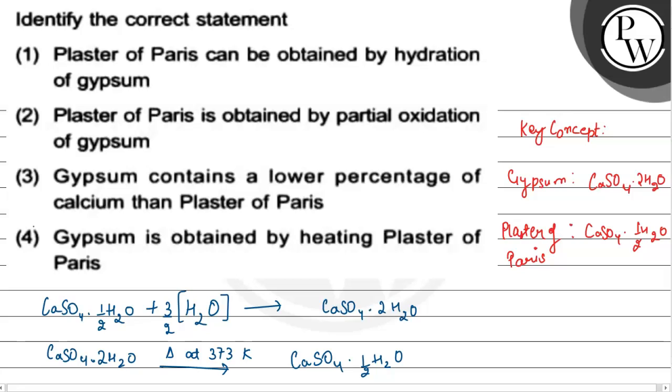Plaster of Paris can be obtained by hydration of gypsum, this is absolutely wrong because it is formed by heating of gypsum. Next is plaster of Paris is obtained by partial oxidation. Again wrong because we know it is by heating. Third is gypsum contains a lower percentage of calcium than plaster of Paris.